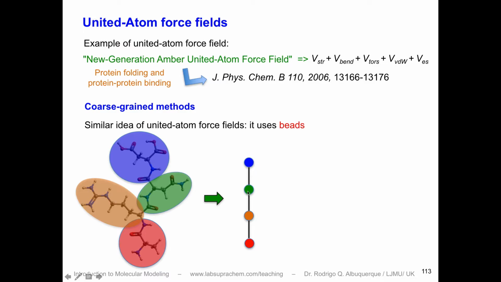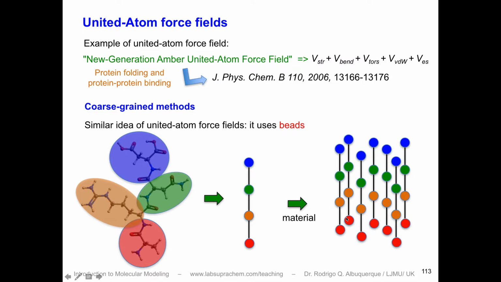And now, when we have 4 beads, each of them very massive, we can now make a material. We can make an aggregate or any surface or anything. We can put many such molecules together. And now we are using far fewer atoms to describe this system than we would use if we were using an all atom force field.